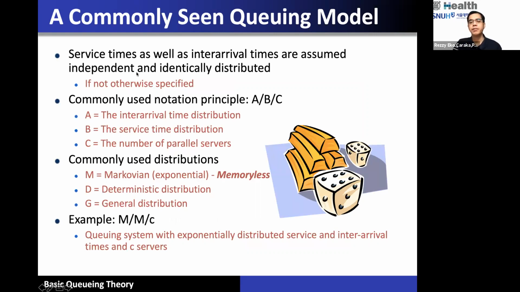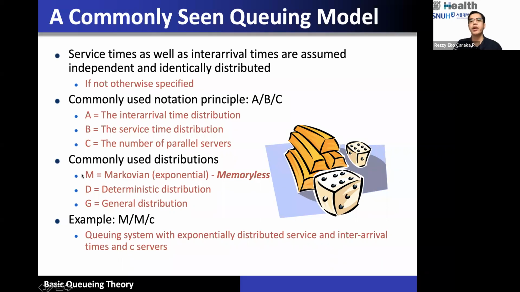Service times as well as interval times are assumed to be independent and identically distributed. That's why the time each customer has to wait will be different, so it should be identically distributed, and every patient has a different time. And here the commonly used notation is A/B/C. A means the interval time distribution, B means the service time distribution, and C means the number of parallel servers. So we have this information first, for later data analysis.